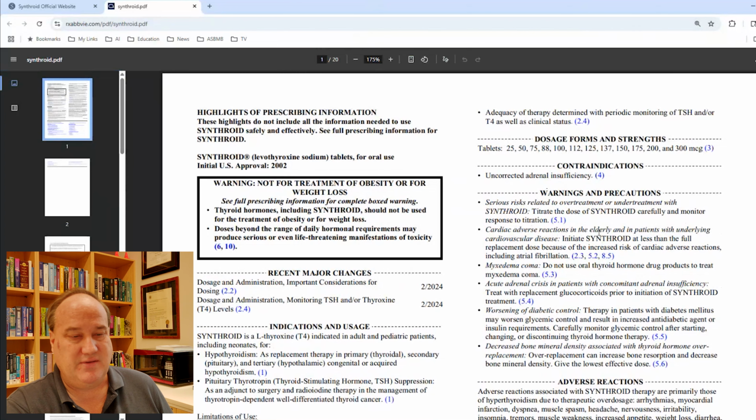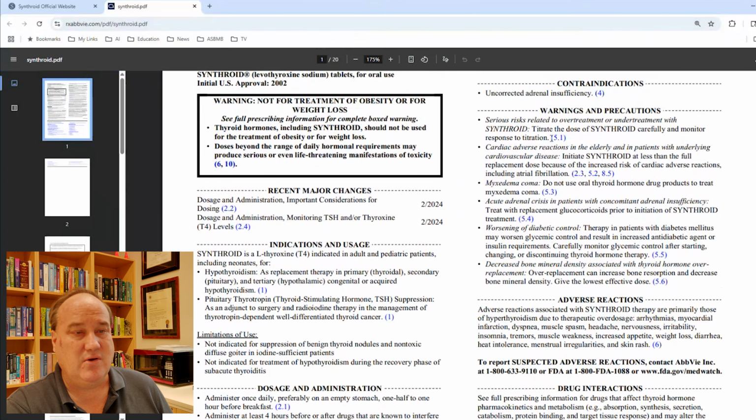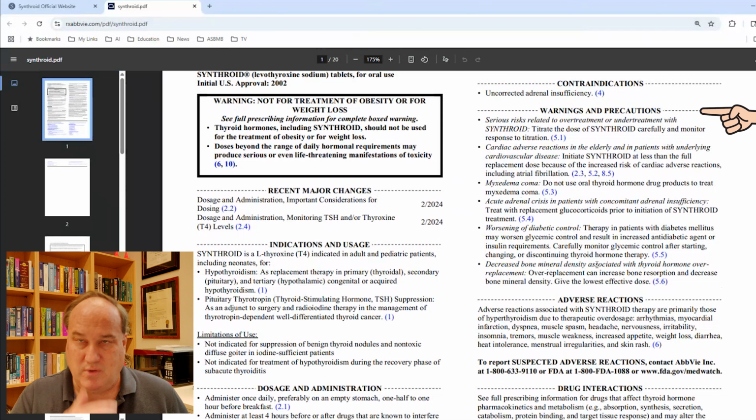We then have several warnings and precautions, so these are important. So there's several cardiac adverse reactions in the elderly, myxedema coma. You probably want to know about that. That's probably important. Acute adrenal crisis in patients with concomitant adrenal insufficiency, worsening of diabetic control, so this is important for diabetic patients, and a decreased bone mineral density associated with thyroid hormone over replacement. So that may be important, especially in a patient with osteoporosis, for example.